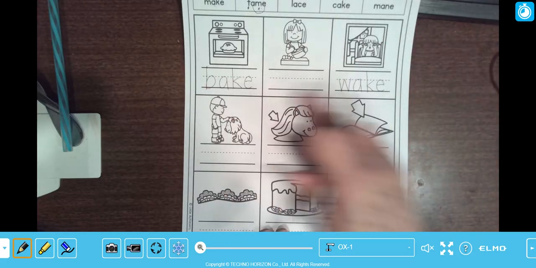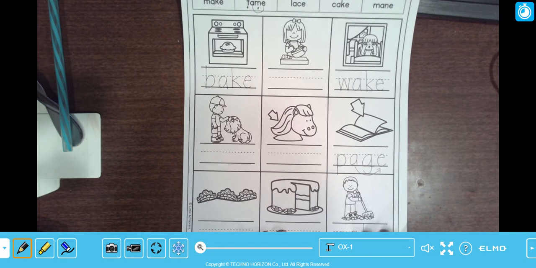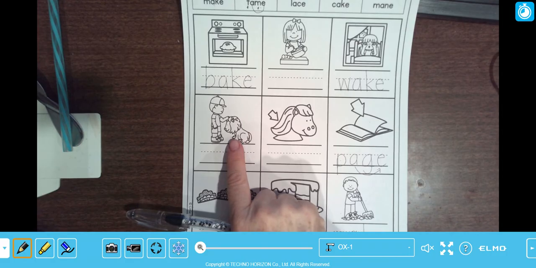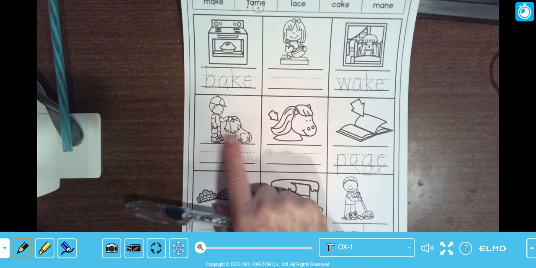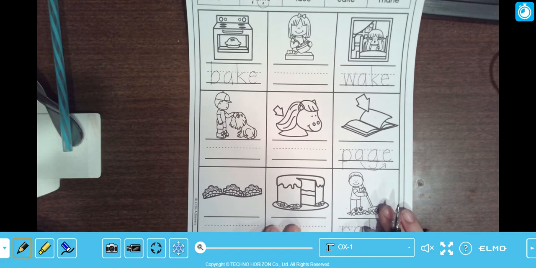So which one of these pictures shows us tame? Yeah, it's this one right here. See how the lion is usually wild and will attack the boy. But in this case, he's not attacking him because he's tame. Tame, he's not wild anymore.